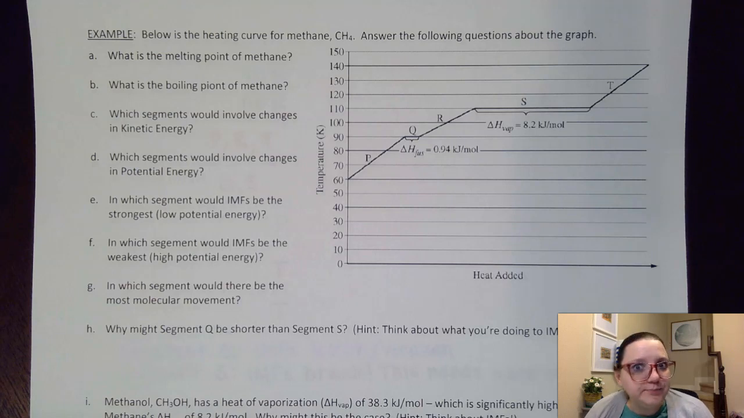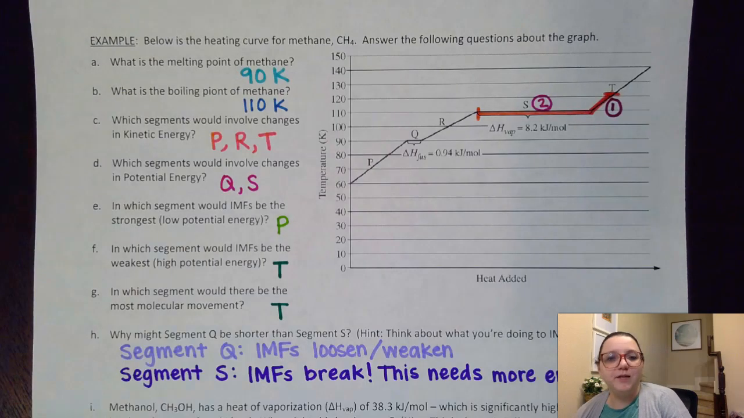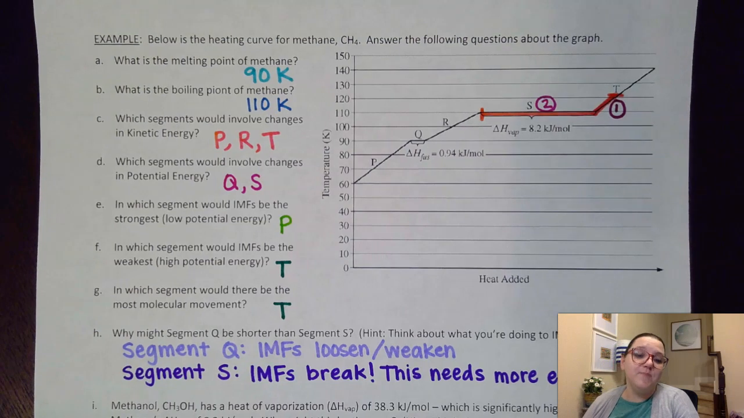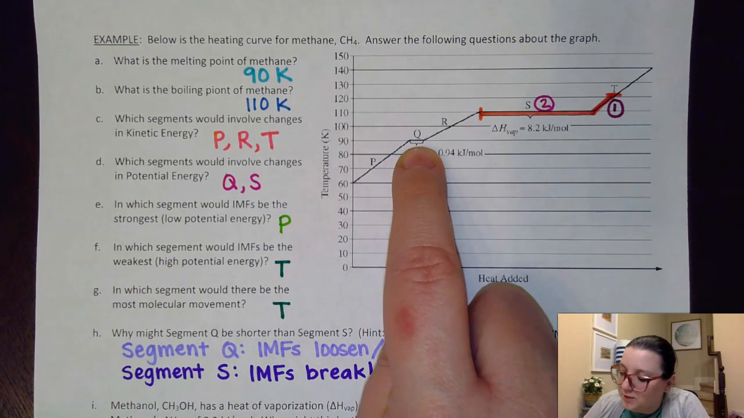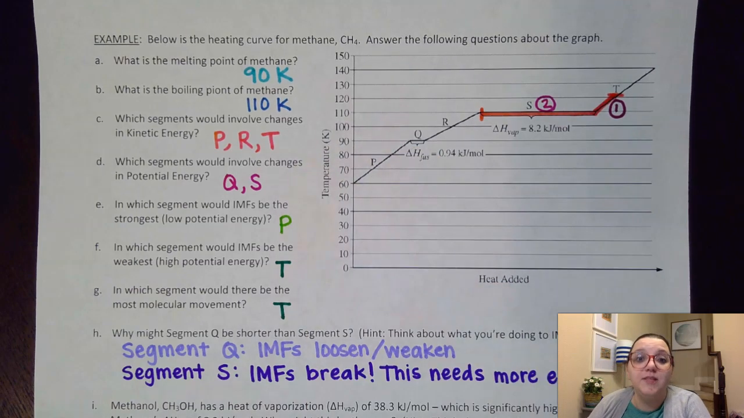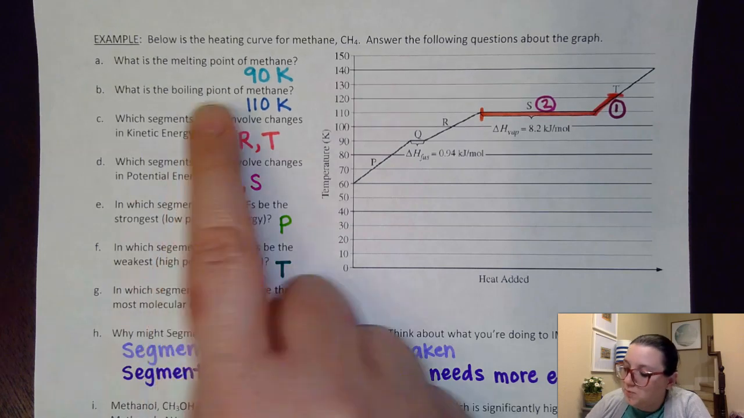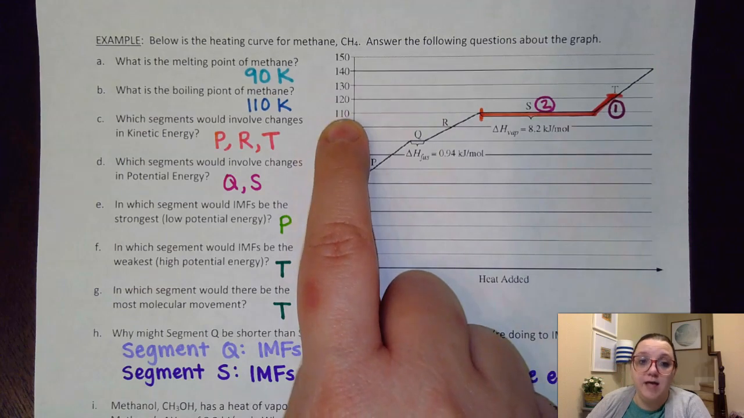All right, did you pause it? Did you try them out? I hope you did. Let's see how we did on these questions here. First thing it asked us is, what is the melting point of methane? And so that would be our first plateau here. And so that would be 90 Kelvin based on the scale that this particular temperature is in. The boiling point would be the second plateau. So that would be 110 Kelvin.